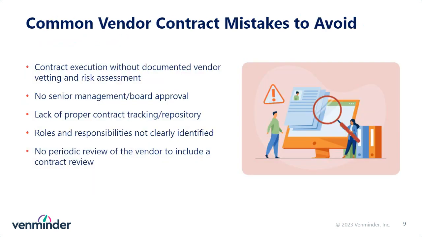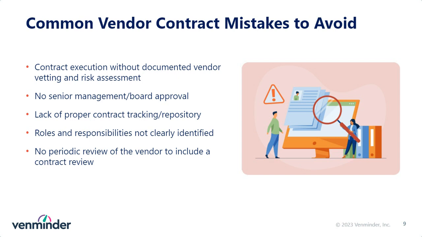So let's take just a moment and talk about some common mistakes to avoid. Probably the first one is definitely not to execute a contract without properly vetting and assessing the risk of that vendor and documenting it. It's very critical to have that documented as well. We see that this mistake is probably the easiest one to make. Another is not getting appropriate approval, whether it's senior management approval or board approval for the contract and the relationship, dependent upon what your TPRM program and policy state.